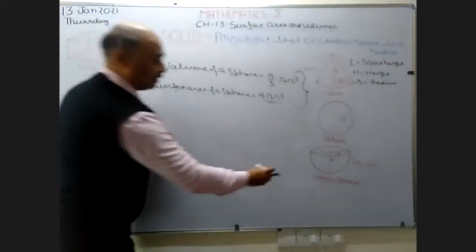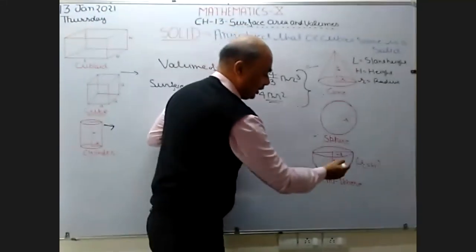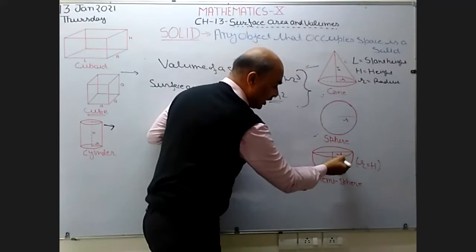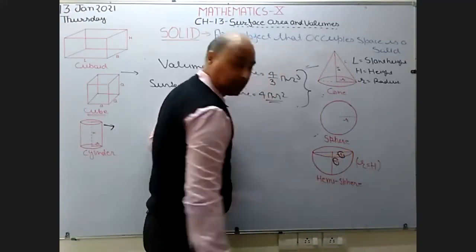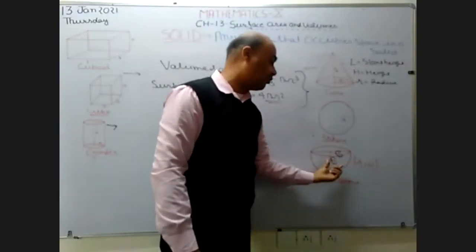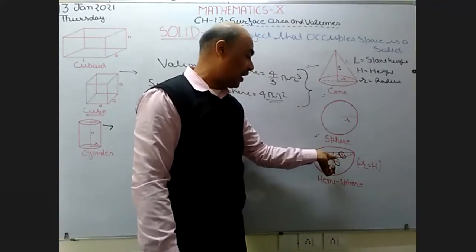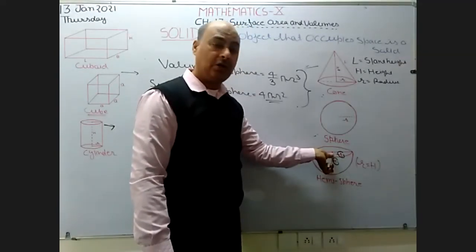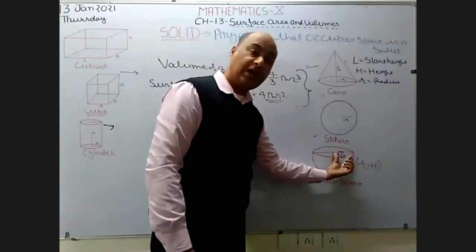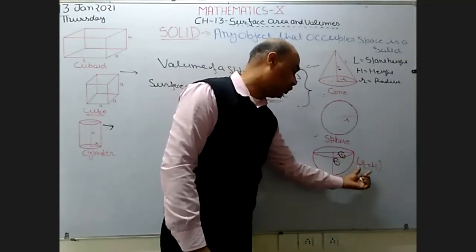Now the next figure is hemisphere. See what is the relation in hemisphere? In hemisphere, radius and height are always equal to each other. If radius is 7, then height is also 7. If the height of the hemisphere is given as 7, its radius will also be 7. So radius and height in hemisphere remain the same.